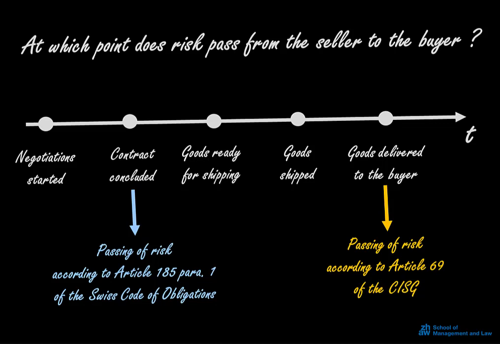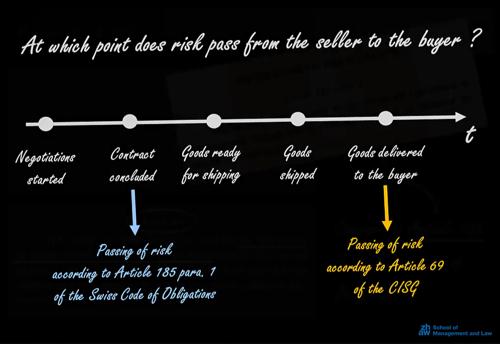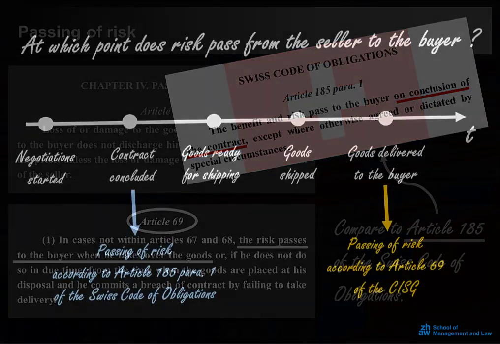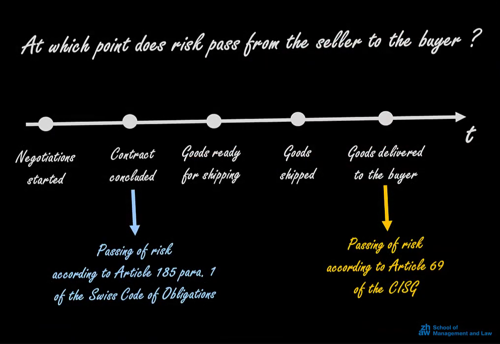In the Swiss Code of Obligations, passing of risk is much earlier than in the CISG. According to the basic rule of Article 185, paragraph 1 of the Swiss Code of Obligations, it's already at the conclusion of the contract. As soon as the contract is concluded, risk passes from the seller to the buyer.